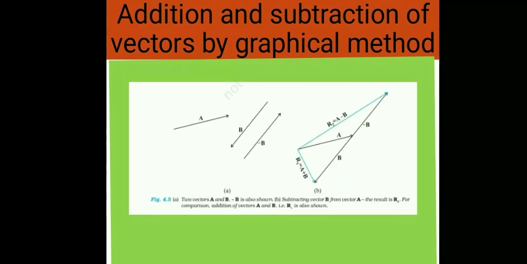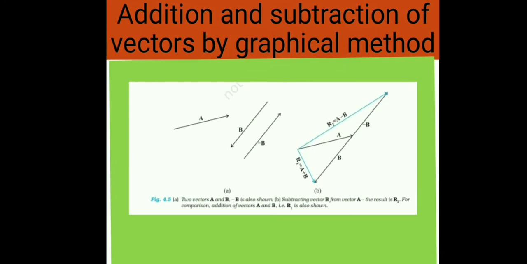Now suppose we want the subtraction of two vectors in place of the addition. Suppose we have two vectors, a vector and b vector, and we want to find a vector minus b vector. Then first of all we have to change the direction of b vector, or you can say we have to reverse the direction of b vector, so that it gives the minus b vector. Now we will take a vector plus minus b vector and apply the same method, that is the head to tail method.